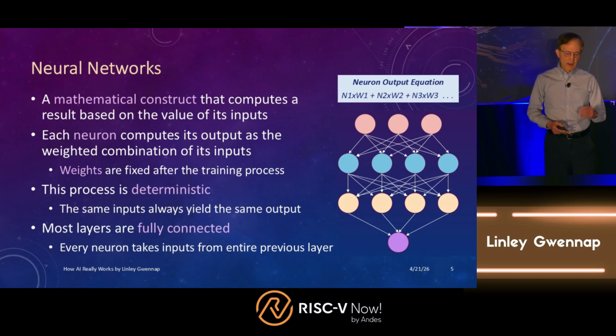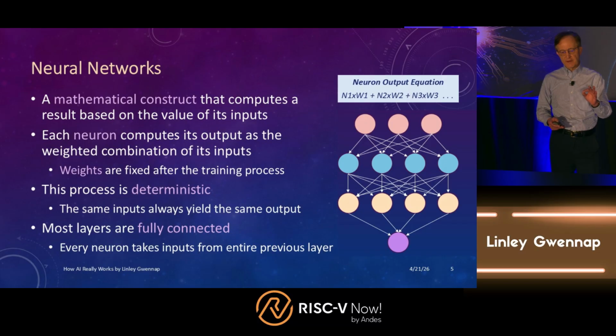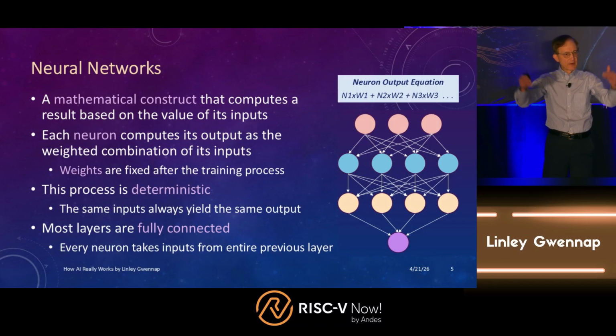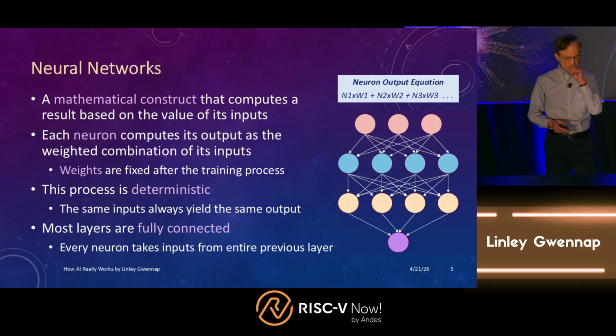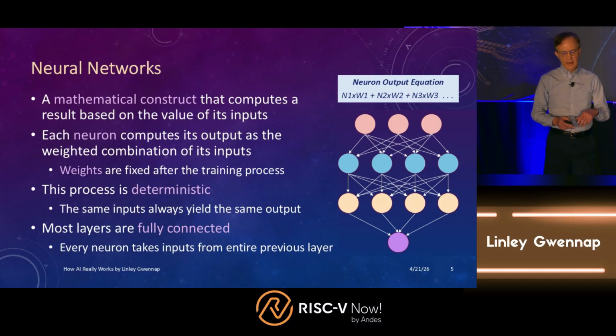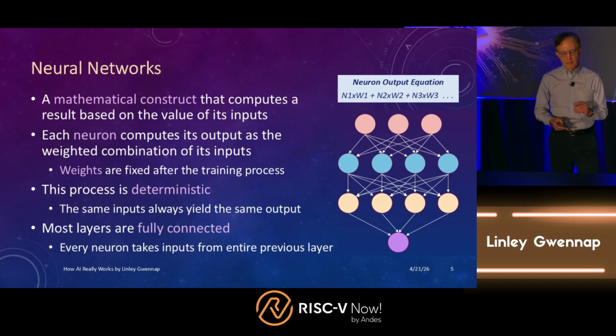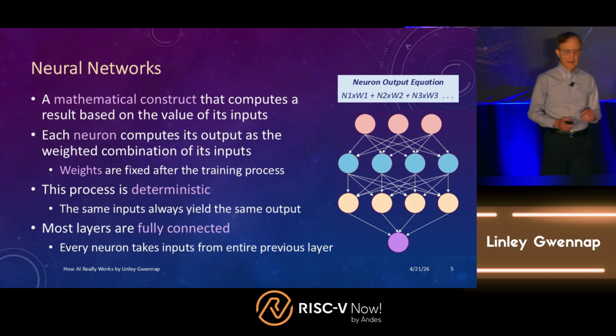Also, one of the things to note about this graph is that typically these neurons are fully connected, meaning that each neuron takes input from every neuron in the previous layer. I'll talk about how this affects the computation later on, but it's a convenient issue.